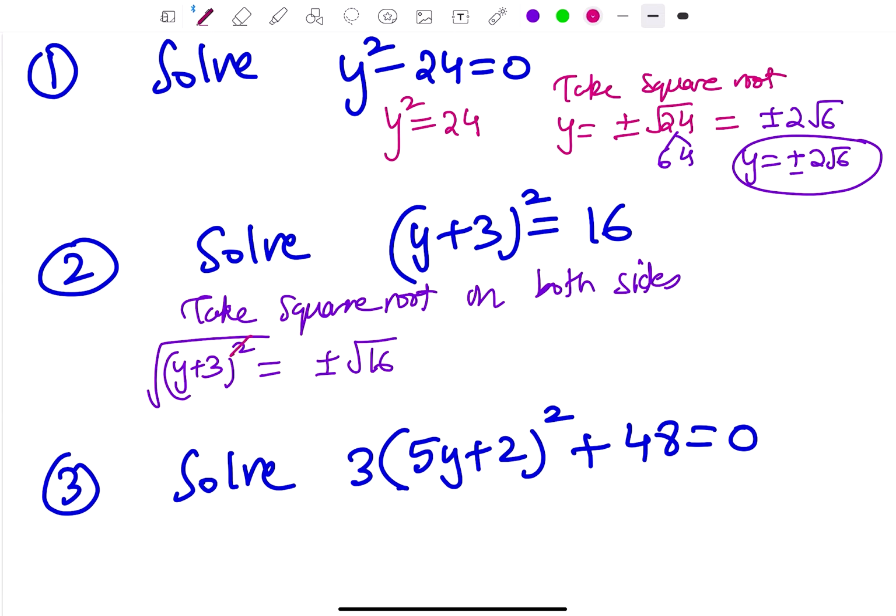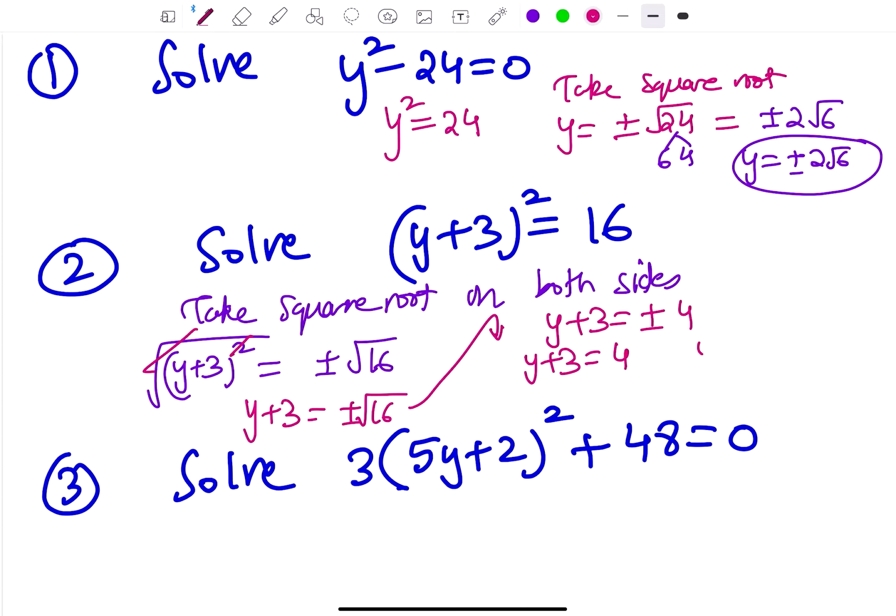On the left hand side, the square root and square cancel. y plus 3 is equal to plus minus square root of 16. So this leaves me with y plus 3 equals plus minus 4. So y plus 3 equals 4 and y plus 3 equals negative 4. So we get y equals 4 minus 3, 1 is my one solution, or y equals, if we subtract 3 from both sides, y is equal to negative 7.